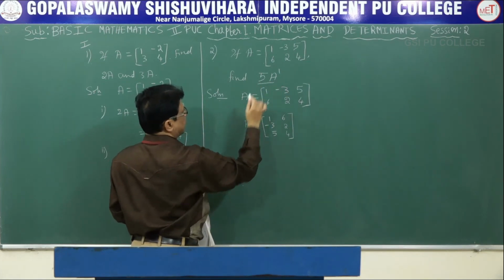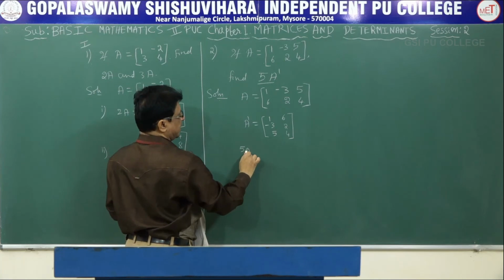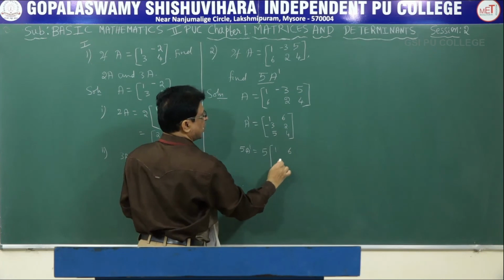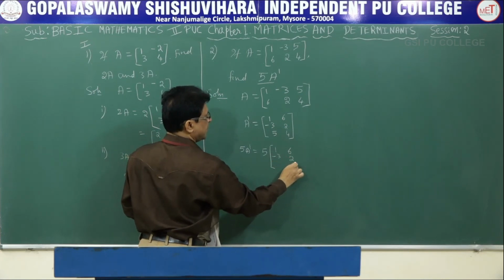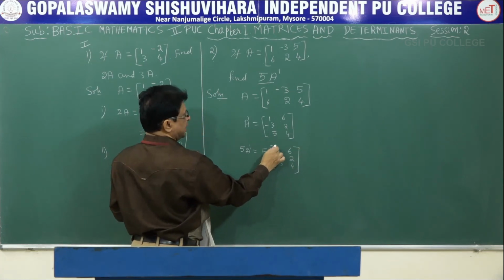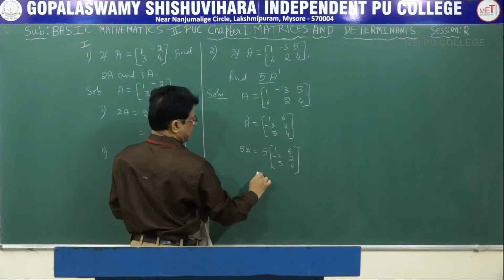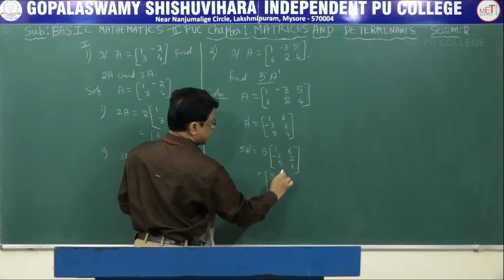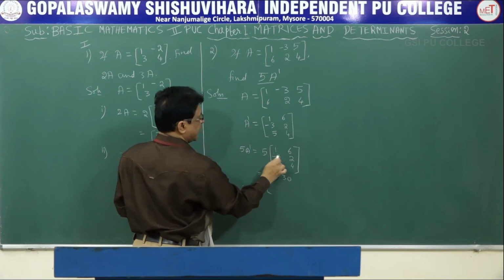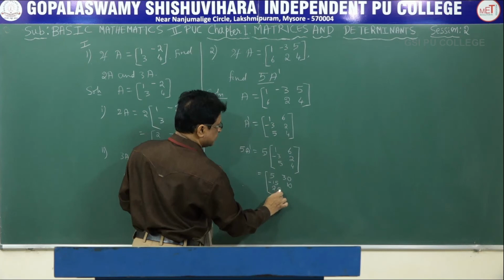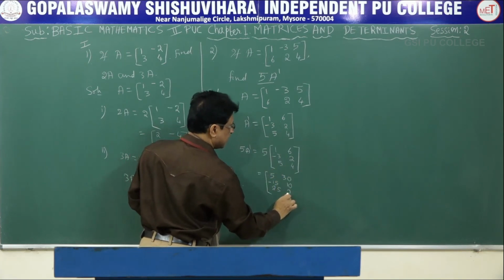So next we have to find 5 into A dash. So 5 into A dash is equal to 5 into matrix 1, 6, minus 3, 2, 5, 4. So let us multiply every element of the matrix by 5. So that will be equal to 5 into 1, 5, 5 into 6, 30, 5 into minus 3, minus 15, 5 into 2, 10, 5 into 5, 25, 5 into 4, 20.